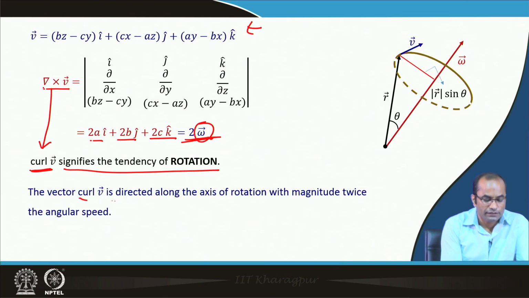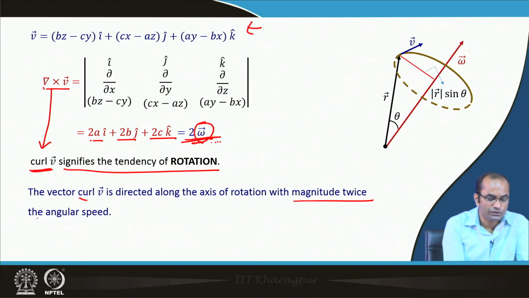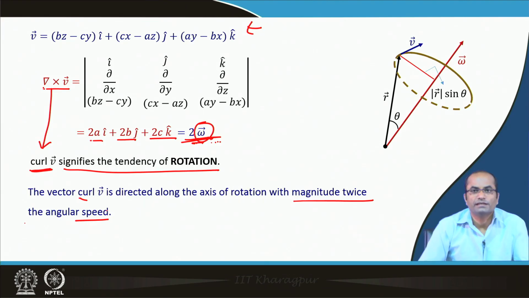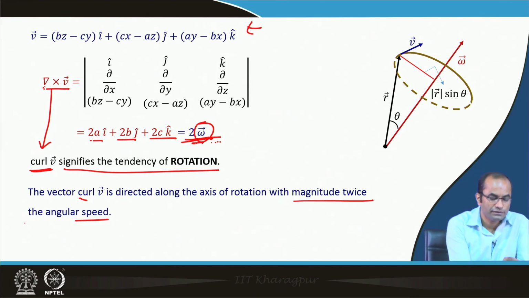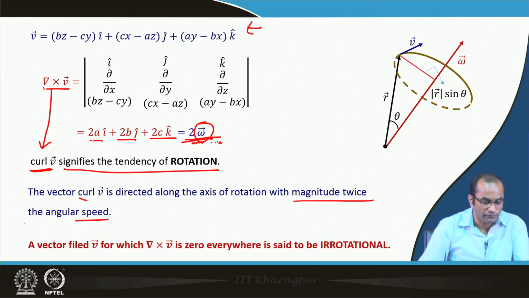So, the curl v is directed along the direction of this omega, the angular velocity, that is the axis of this rotation, and the magnitude is twice the angular speed. So, that is the physical interpretation, which is clearly visible with this mathematical formulation, that the curl v is equal to 2 omega, the angular velocity.